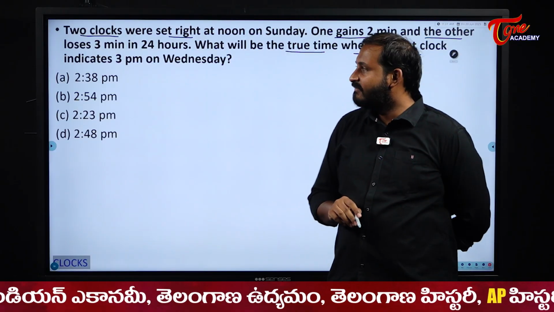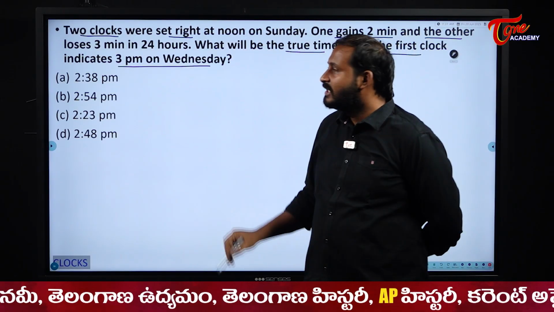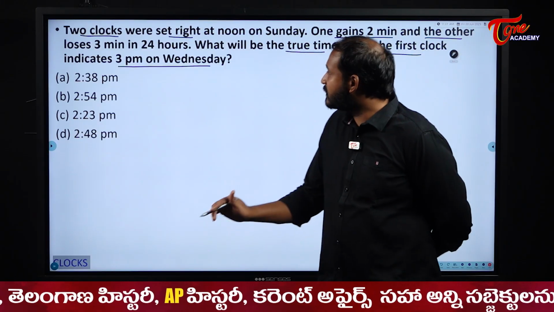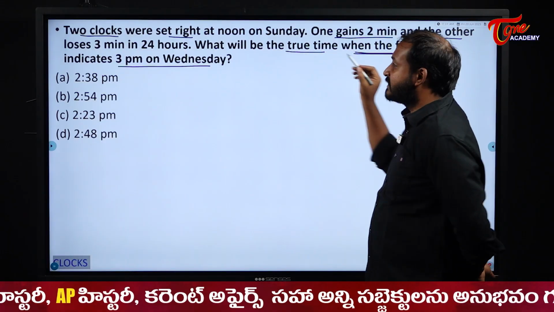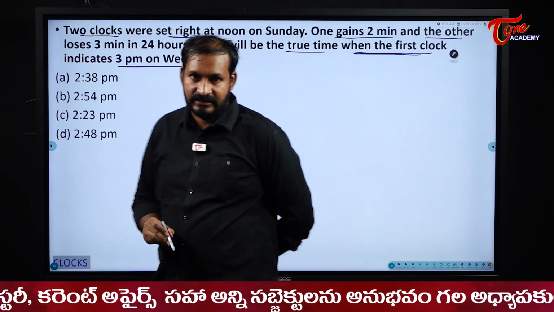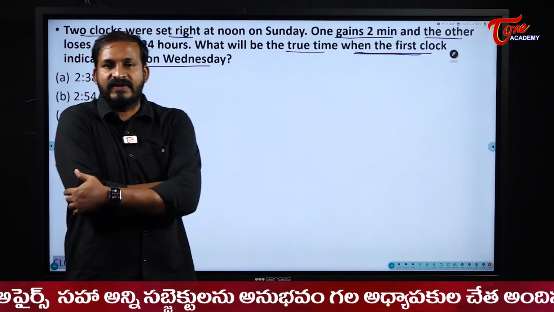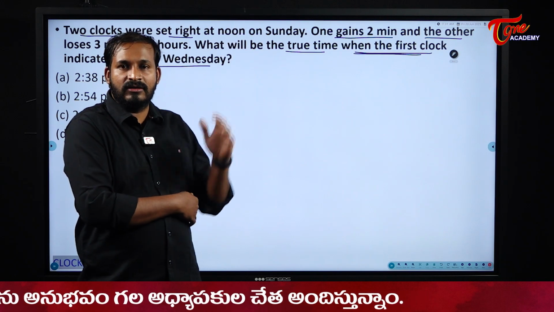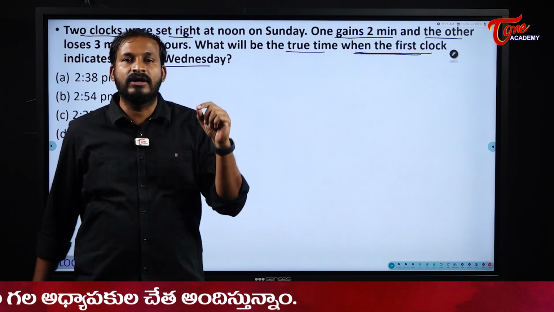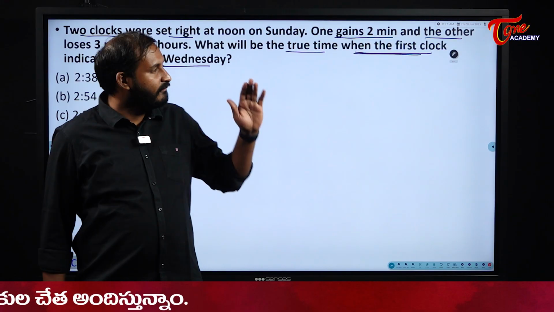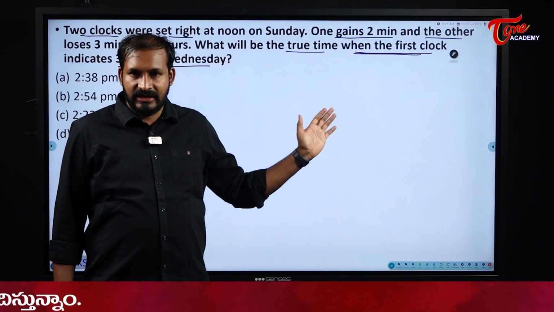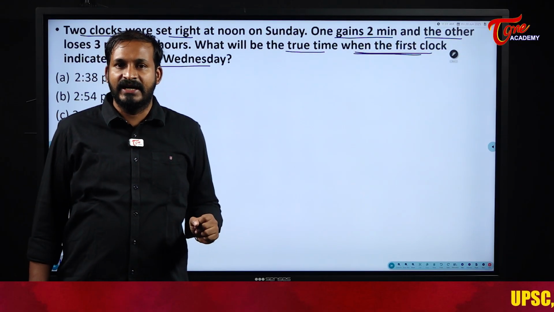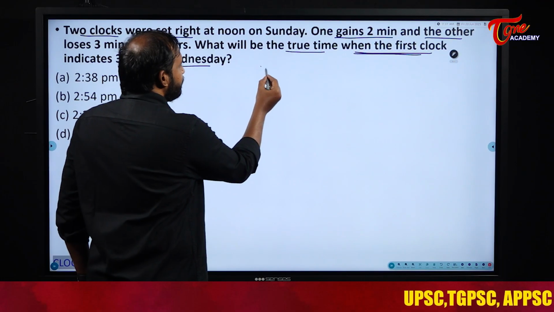on Wednesday? See here, students, do we require both the clocks to solve this question? Why? Because what is our question? What will be the true time when the first clock indicates 3 p.m. on Wednesday? That means the question is purely based on my first clock, right? So is it necessary for us to consider the second clock? No. The second clock was given just to confuse you. We will not consider that second clock at all. We will only take the first clock, compare it with the correct clock and then write the final answer here.